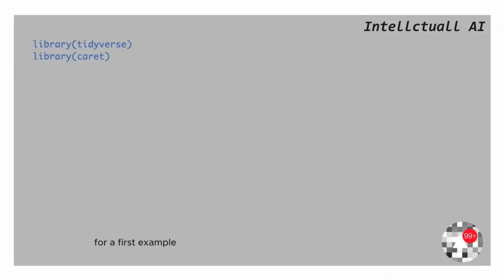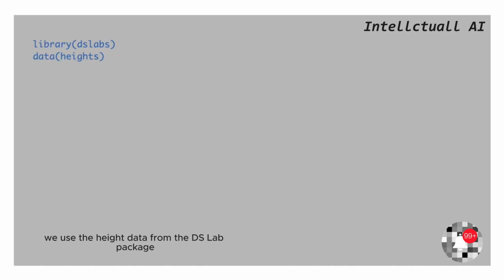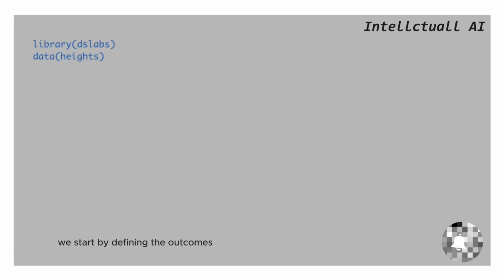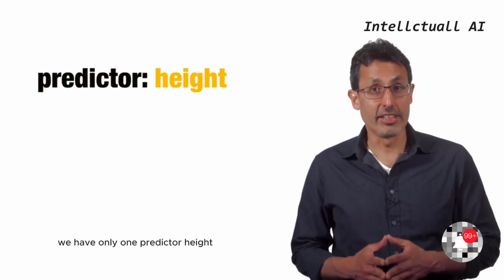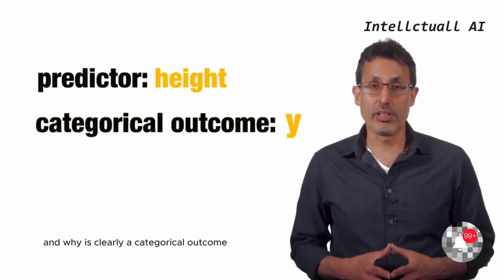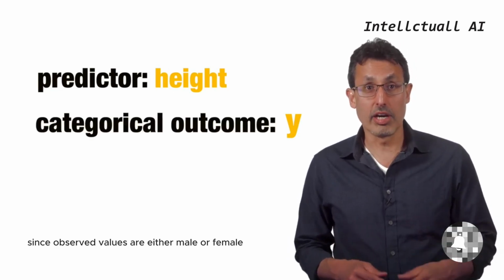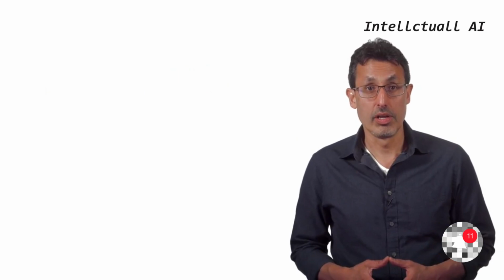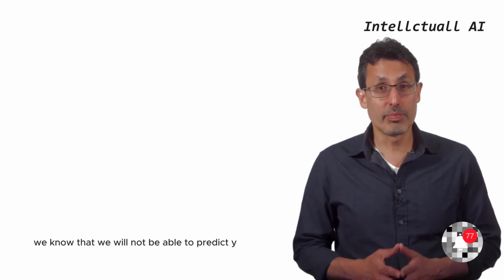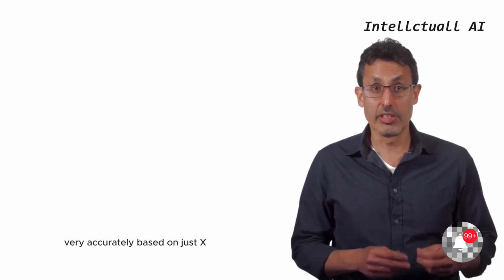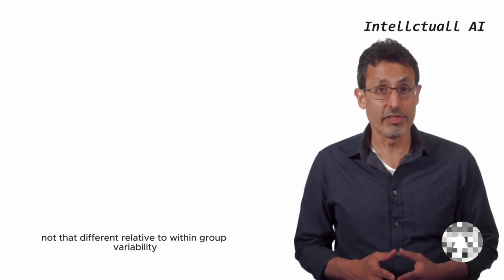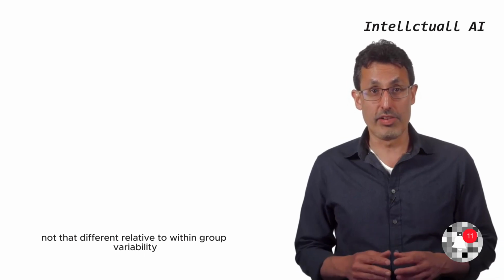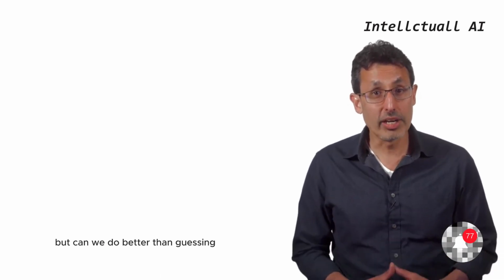For our first example, we use the height data from the dslabs package. We start by defining the outcomes and predictors like this. In this case, we have only one predictor, height, and y is clearly a categorical outcome since observed values are either male or female. We know that we will not be able to predict y very accurately based on just x because male and female average heights are not that different relative to within-group variability. But can we do better than guessing?